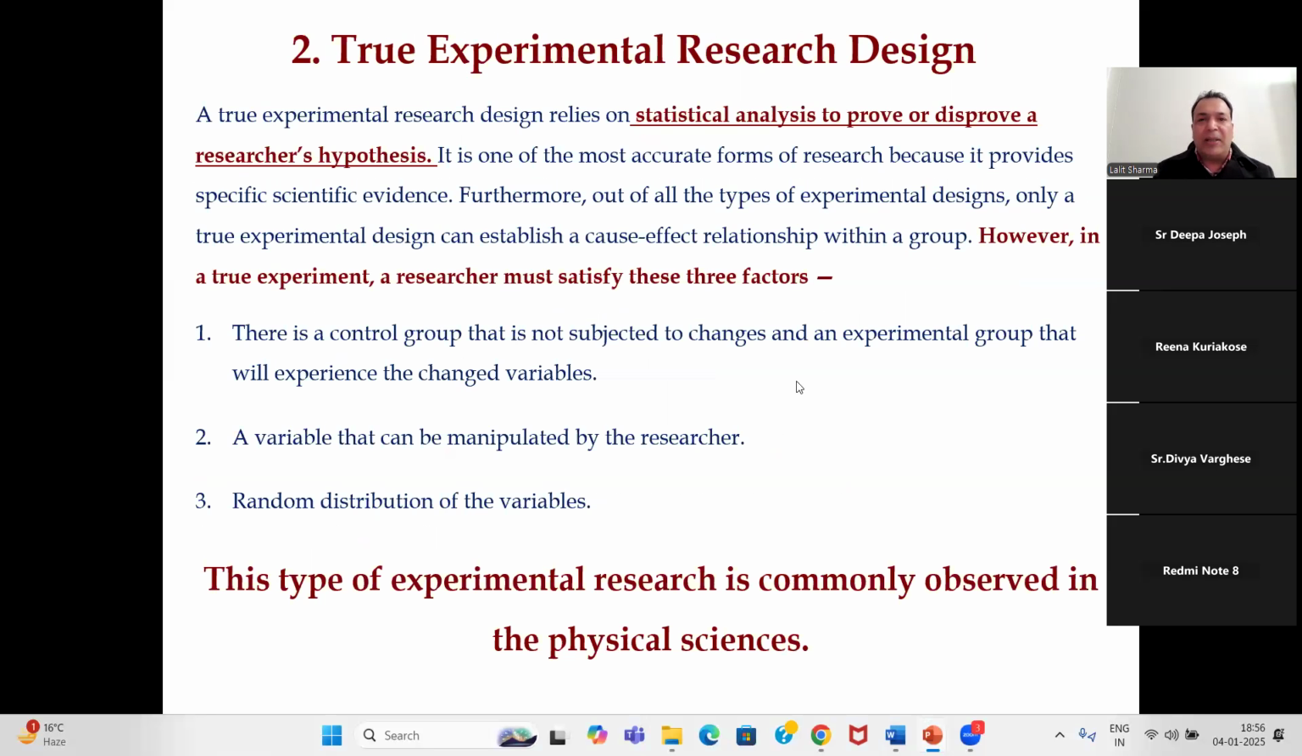Second, look at the true experimental research design, right? What is happening here? A true experimental research design relies on statistical analysis to prove or disprove a research hypothesis. It is one of the most accurate forms of research because it provides specific scientific evidence. Furthermore, out of all types of experimental design, only a true experimental design can establish a cause-effect relationship within a group.